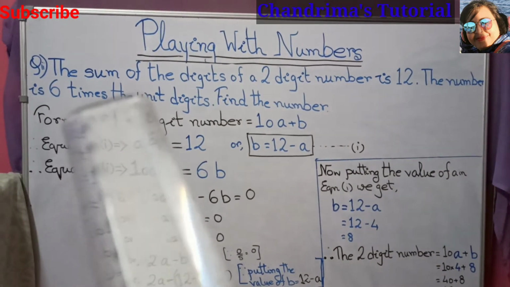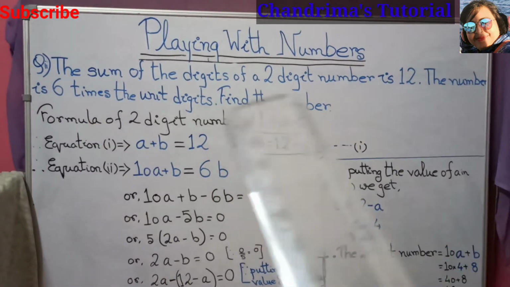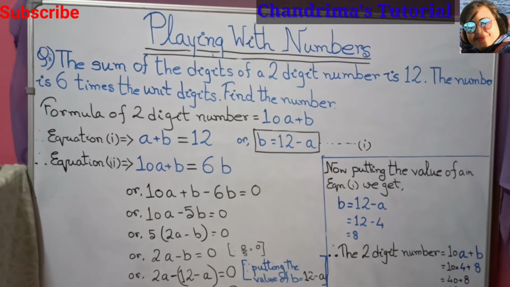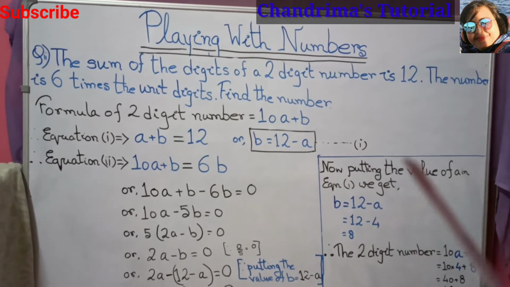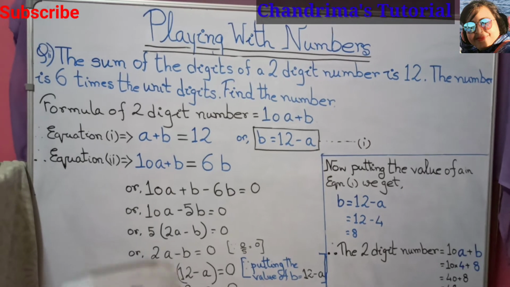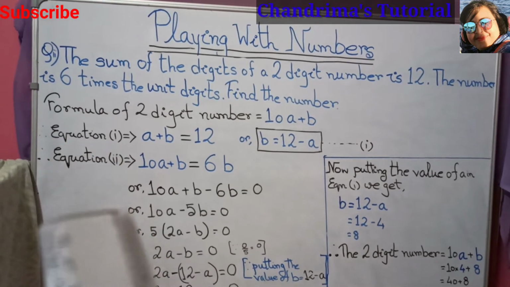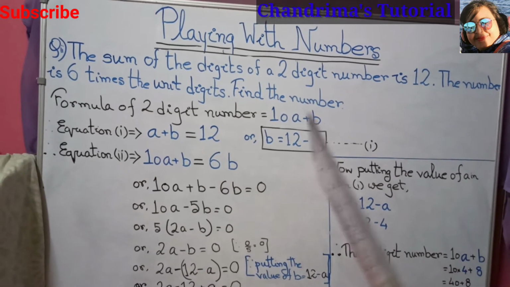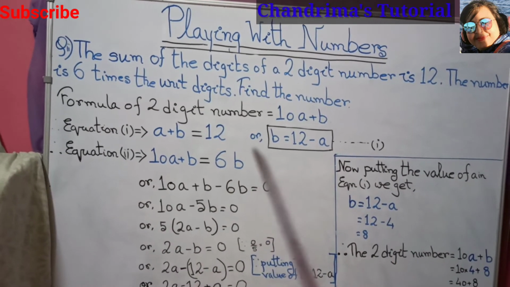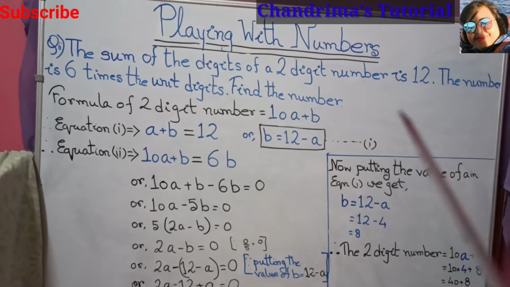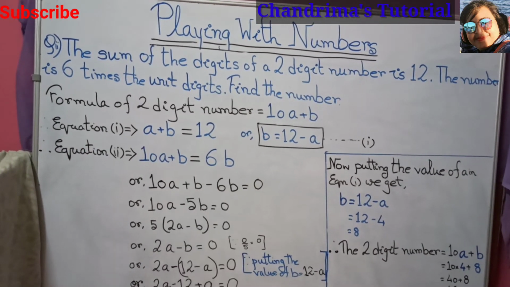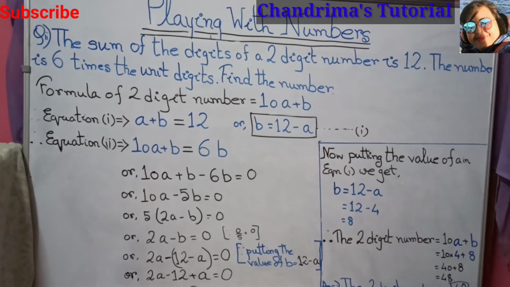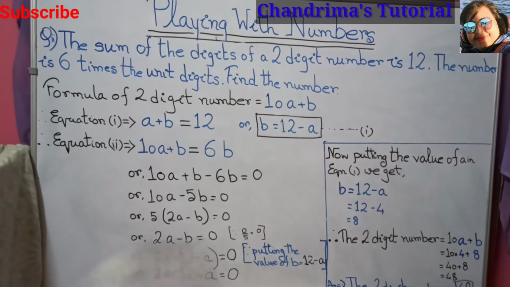Now see what is written here. The sum of the digits of the 2-digit number is 12. So now form equation 1. Equation 1: a plus b, since the digits are a and b. So a plus b, and its sum is 12. This is the given equation. So from here we derive b equals 12 minus a. It becomes our first equation.